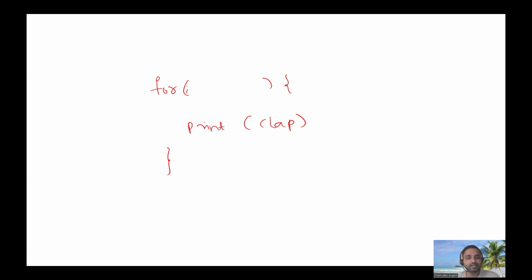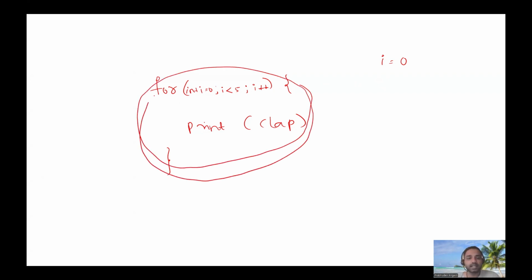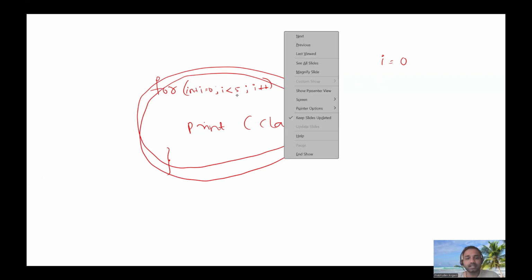For example, first what I will do, int i equal to 0, right? i less than 5, i plus plus. What does it mean? Int i equal to 0, i less than 5, i plus plus. It means, let's say i starts with 0 and my loop will keep executing again and again and again as long as i is less than 5.